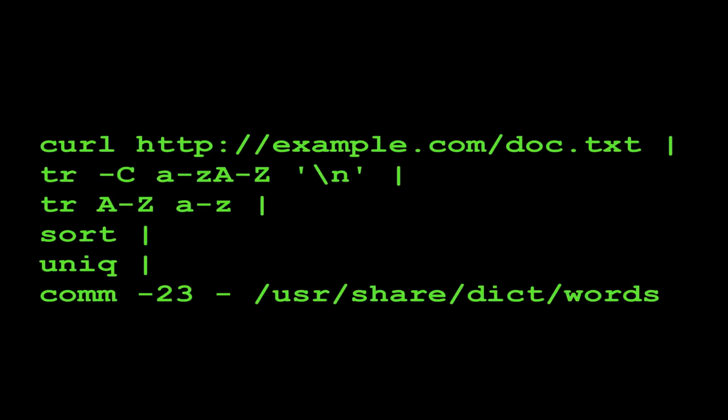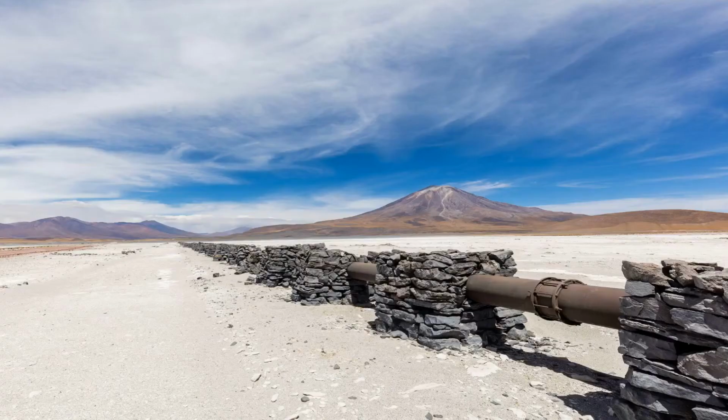As you can see from this example of a spell checker created by joining together 6 existing Unix commands with pipelines, Unix pipelines are extremely powerful. The problem with pipelines is that they are linear.